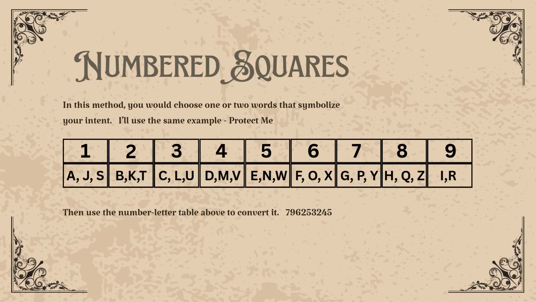The next way is numbered squares. In this method, you would choose one or two words that symbolize your intent. And I'll use the same example I just put, "Protect me."